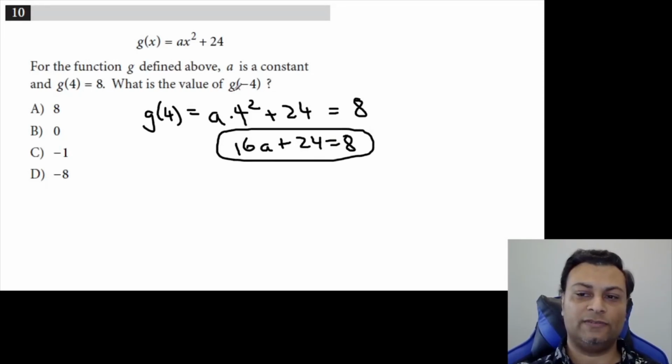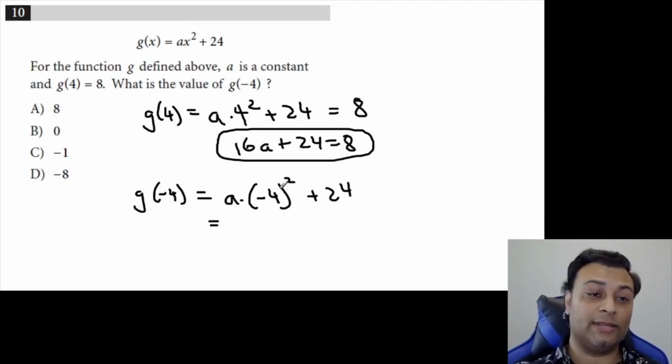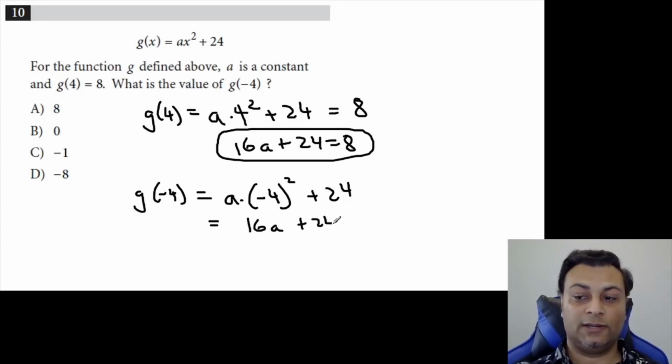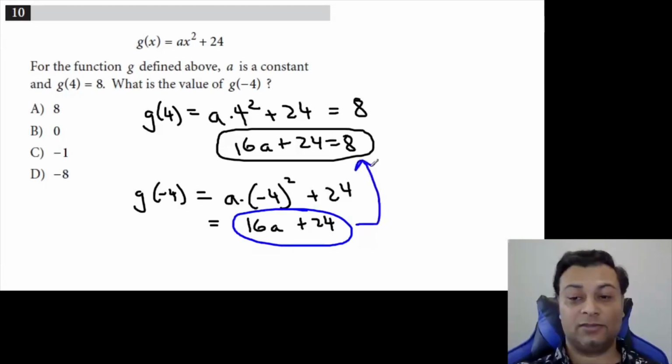Let's just plug in g of negative 4. g of negative 4 would be a times negative 4 squared plus 24. Now negative 4, when you square that number, you get positive 16. This is 16a plus 24. And we already know what 16a plus 24 is, without having to calculate what a itself is. This is 8. So the answer is 8.